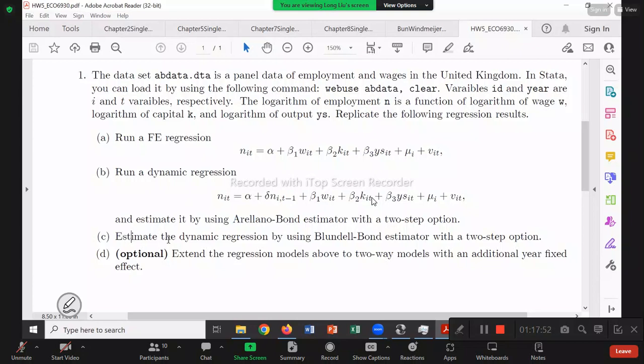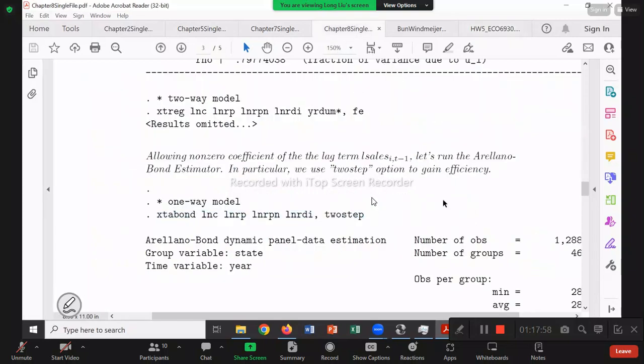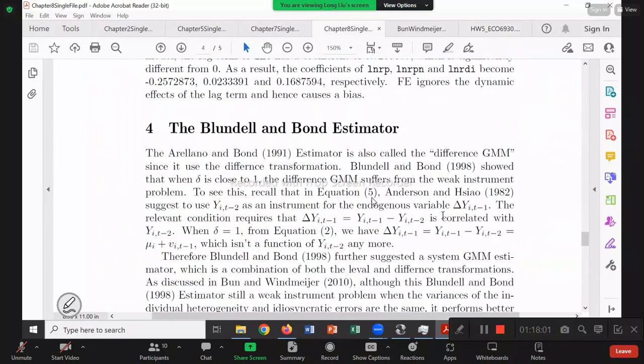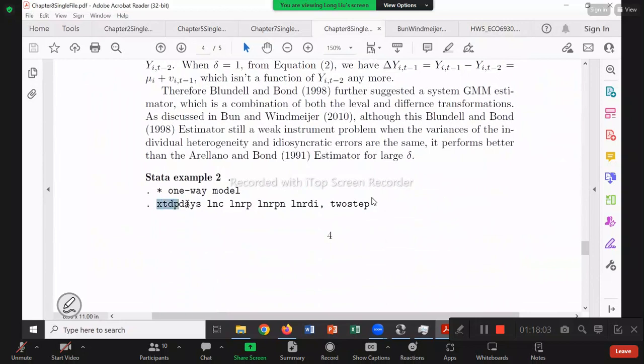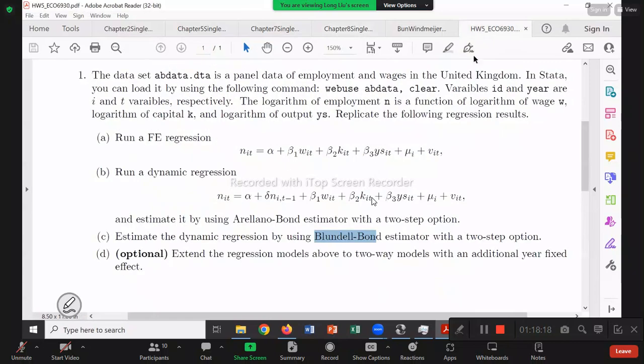Part C, estimate the dynamic model by using the Blundell-Bond estimator. The command is right here, xtdpdsys, dynamic panel data system. And hence everything afterwards will be very, very similar. So the homework should be very simple. Just replace my variable names and you should be able to replicate those results very easily.